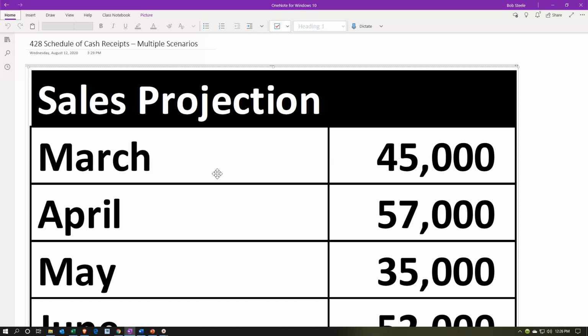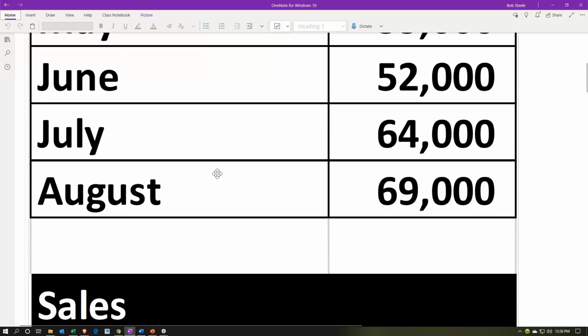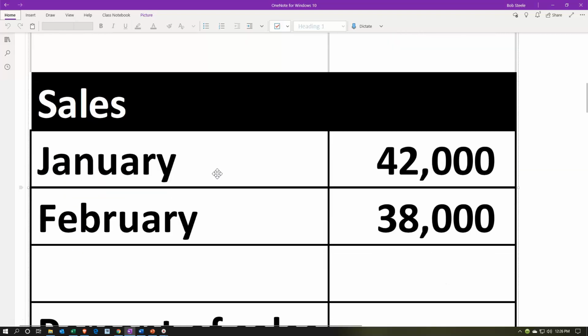We're looking at the cash receipts schedule, so that means we're looking at the actual cash flow, the cash inflows, the receipts of the cash inflows. So we're going to need the sales projections in order to do that. We have to have the sales projections in order for us to think about the cash flow that's going to be inflowing. Our sales projection numbers are here. We have March, April, May, June, July, August projections on the sales. Then we also have the actual sales that took place for January and February.